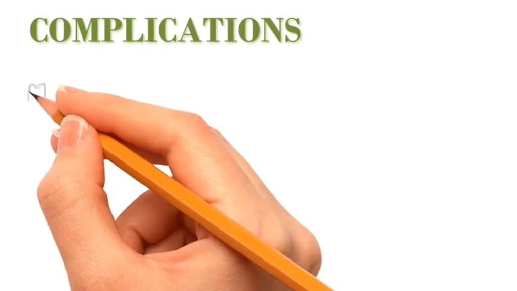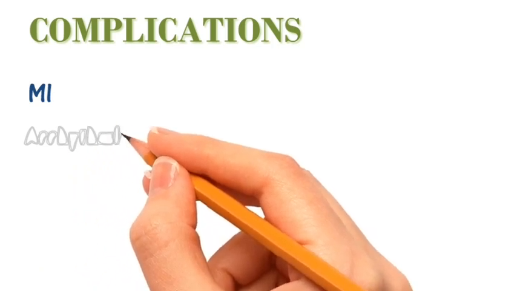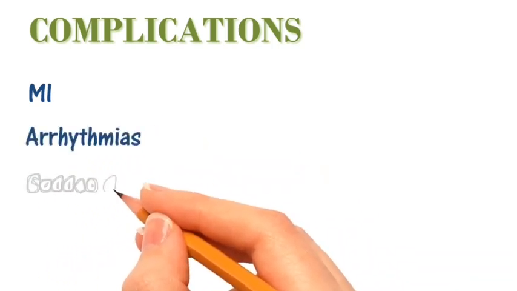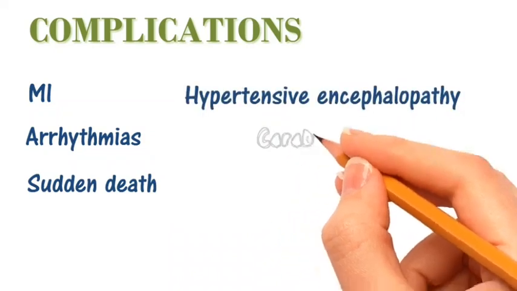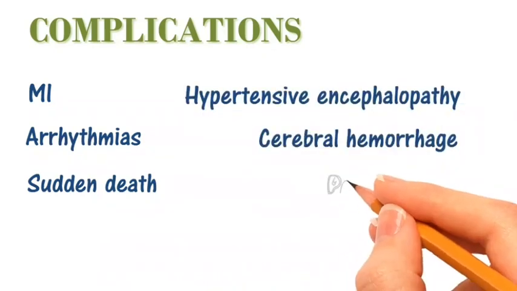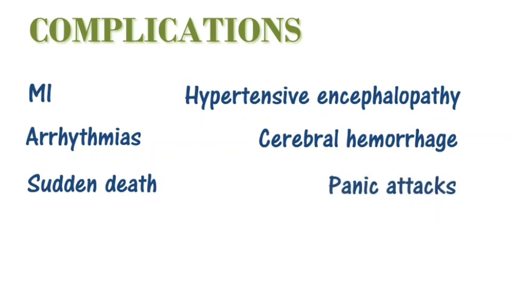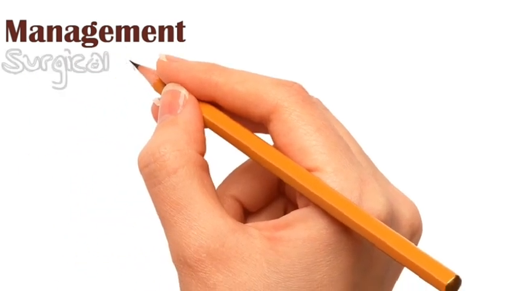The various complications that may arise from pheochromocytoma include MI, arrhythmias, sudden death, hypertensive encephalopathy, cerebral hemorrhage, and panic attacks. Now we will see how to manage a case of pheochromocytoma.